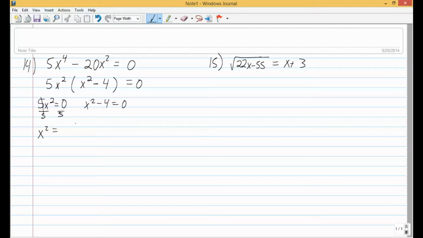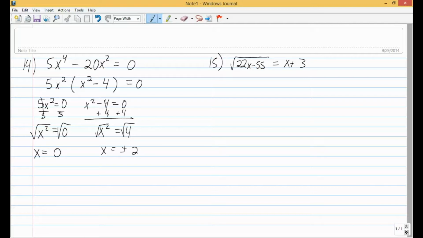So if 5x squared equals 0, x squared equals 0, so x equals 0. There is no plus or minus 0, so the answer there is just 0. Do the same thing here. Take the square root of both sides. Remember, when you take the square root of both sides, to put a plus or minus in front of the right side if it's not just 0. So plus or minus 2. So 0, positive 2, and negative 2 are your answers on that one.